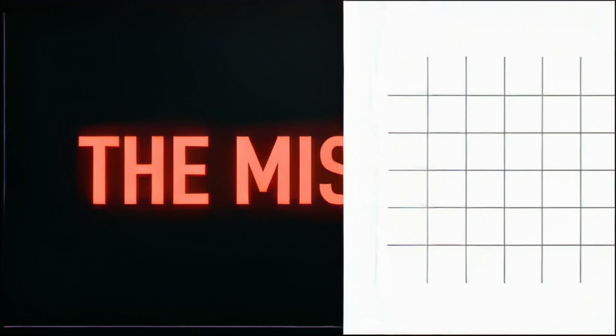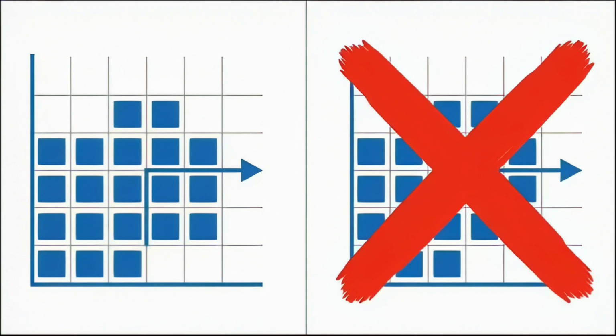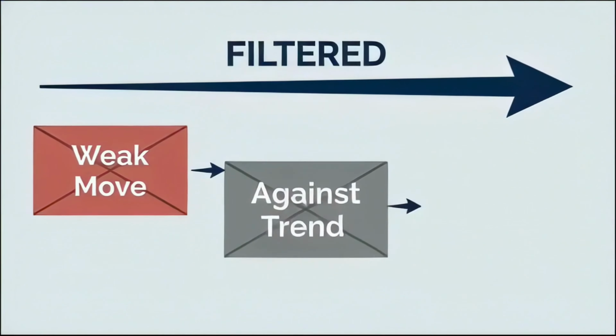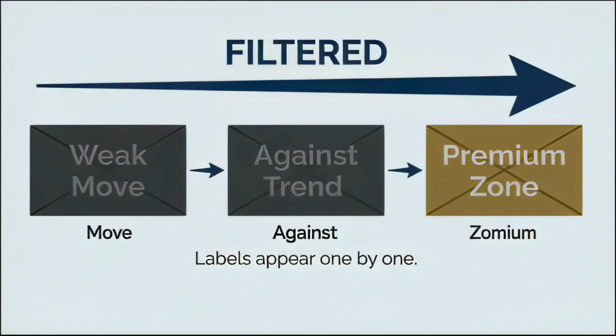Now, the mistake that ruins order blocks for almost everybody: trading every single one they can find. Once you learn to see them, you see them everywhere, dozens on every chart. And the temptation is to trade all of them. Do not. The overwhelming majority are low quality, weak moves, against the trend, or sitting in a part of the range you should never be buying in.